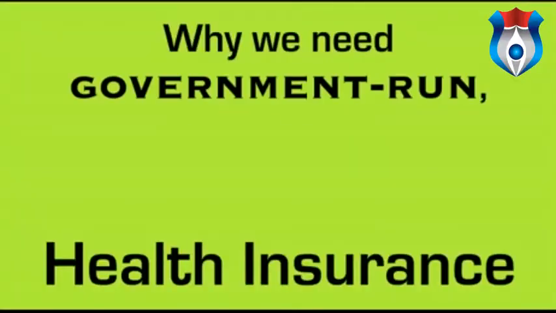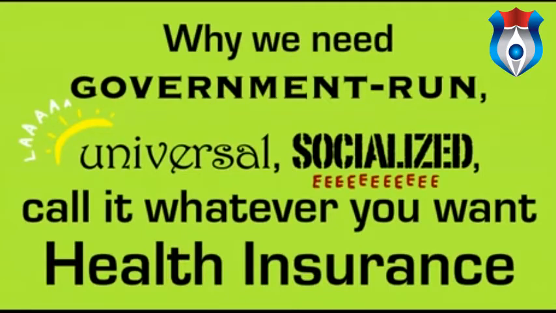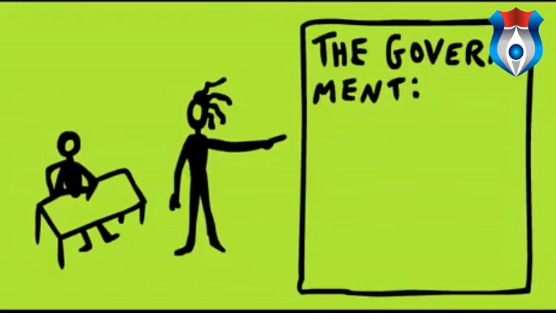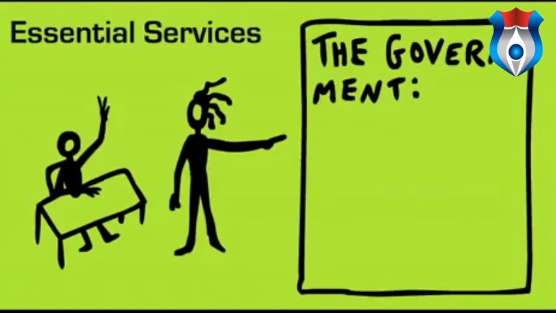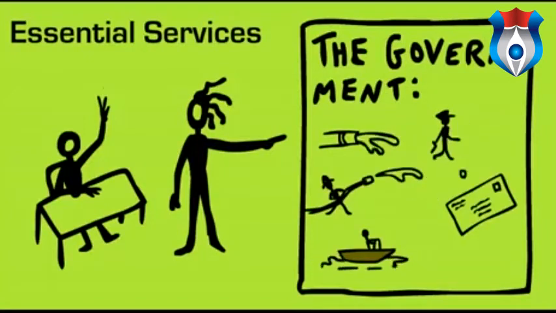Why we need government-run, universal, socialized, call it whatever you want, health insurance. Alright, so we all know from basic civics class and just being alive that a lot of essential services are already government-run, universal, socialized, whatever you want to call it. Think water treatment, police, fire, postal service, Coast Guard, all those things you know are going to be there for you every single day without even thinking about them.